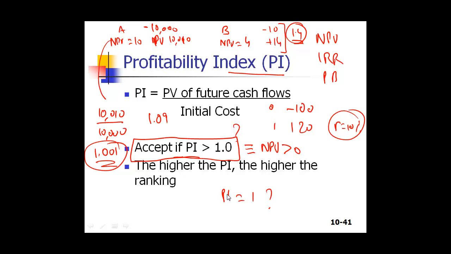Exactly. So if the profitability index is 1.4, anytime you see a fraction, the profitability index is a fraction. Any fraction tells us how much of the numerator per unit of the denominator. So 1.4 means that for every dollar invested, the present value of future cash flows is 1.4. That's why it's called a profitability index.